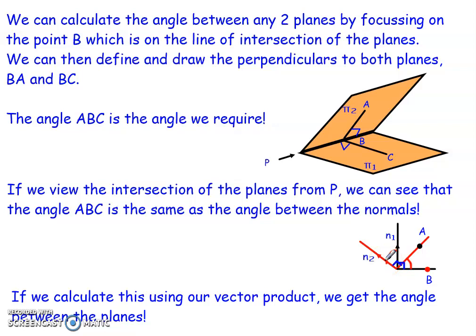So if I was to look at the normals and calculate the angle between those, I would actually get the same angle between the two planes, because I've done that exact same rotation of 90 degrees looking at the two normals in both of those planes. So if we calculate the angle between those two normal vectors, using our vector product, what we'll get is the angle between the two planes.